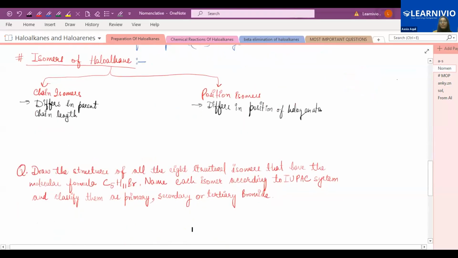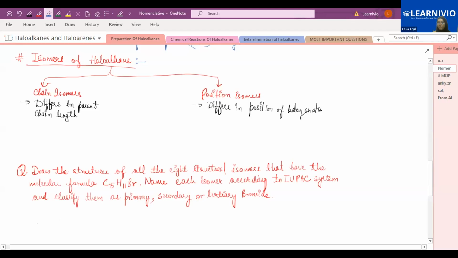Okay. Now let's talk about the isomers of haloalkane. Isomers are basically those structures which have the same molecular formula but a different structural formula. What are isomers? The molecular formula is the same, but the structural formula is different. So basically, there are two types of isomers of haloalkane.